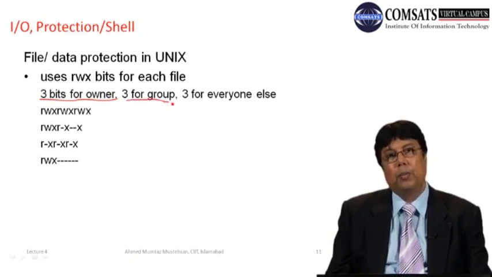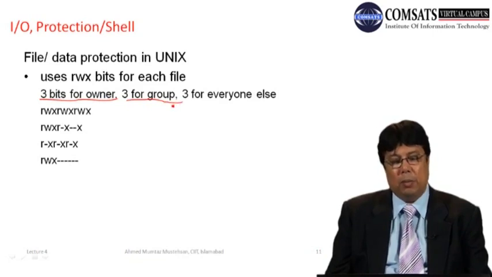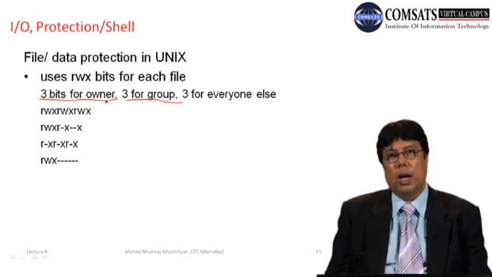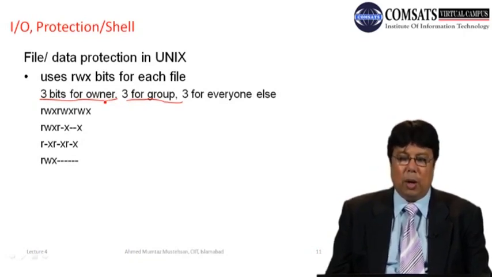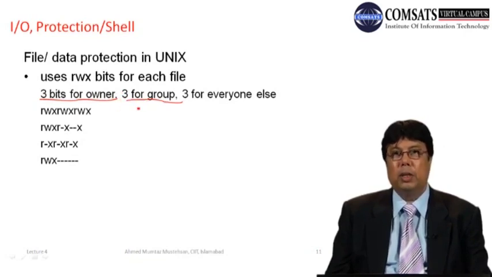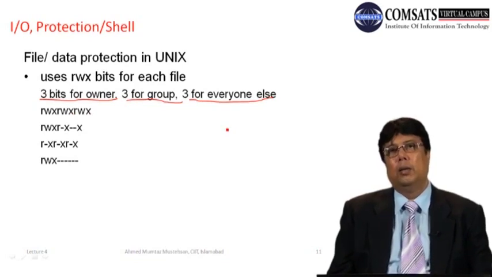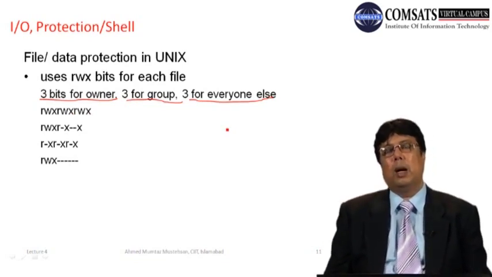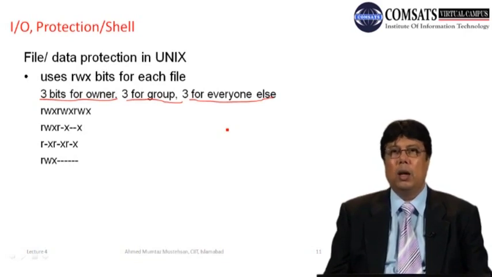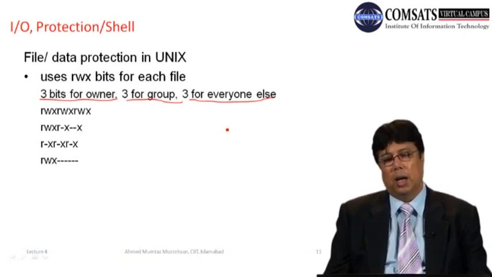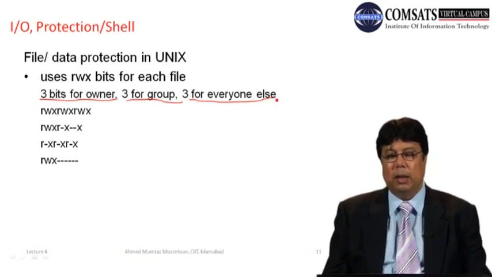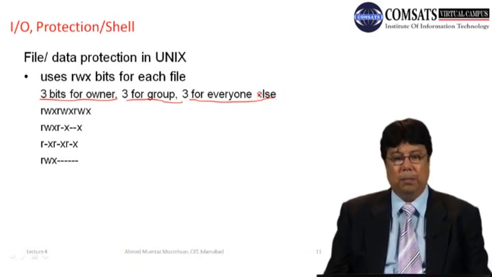3 bits for the group, whosoever is a member of that particular owner's group. You can have a set of users that you put together as a group. Once you are part of the group, you automatically have certain privileges that I will explain later. Then 3 bits for everyone else, whosoever comes onto your computer and logs in with his or her personal identification, is basically the everyone or the third party.